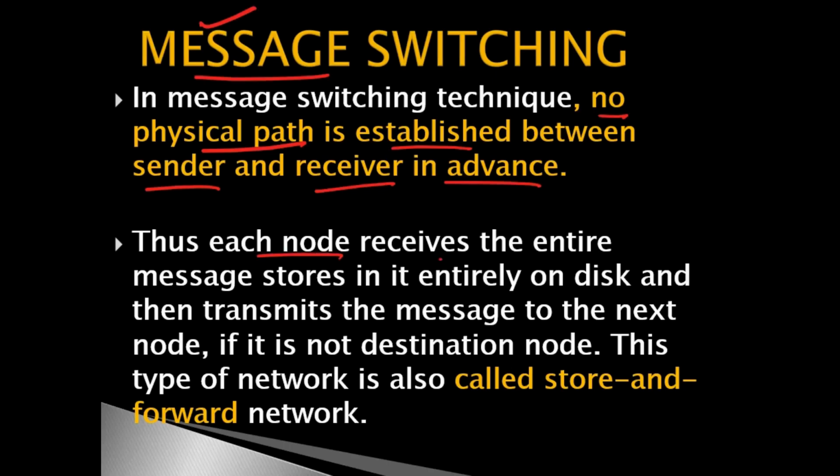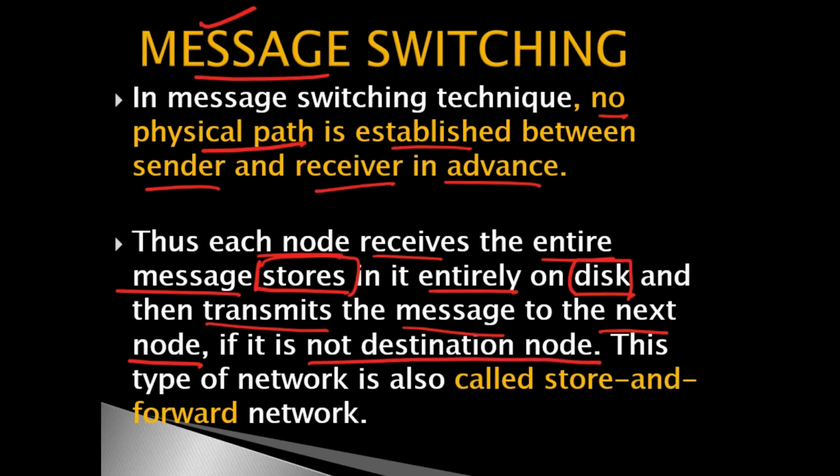Let us read the next point. Thus each node receives the entire message. Okay, so each node is receiving the entire message and it stores it. The main point is what? It stores it entirely on the disk. Where is it storing? The message is stored on the disk, and then it transmits the message to the next node. Each node receives the message, stores it on the disk, and then transmits the message to the next node if that node is not the destination node.